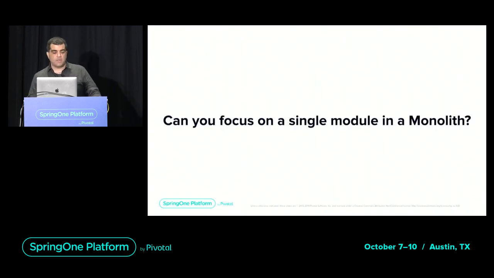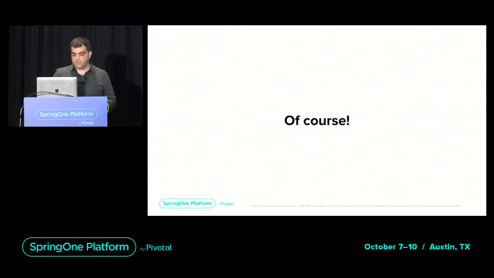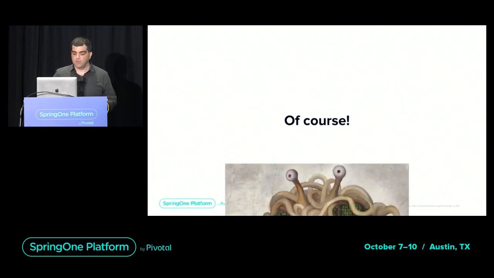Now, some of you might be asking, can you focus on a single module in a monolith? And the answer is, of course, just like some people said here. But you have to be very, very disciplined. That's the point. The problem is that it's very hard to find these clear boundaries when you work in a monolith. And whenever you work in a monolith, the spaghetti code monster is always lurking, waiting behind the scenes.